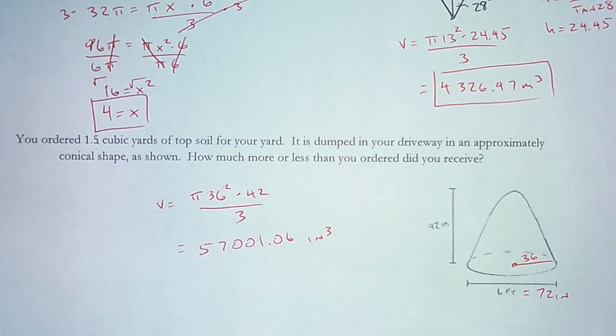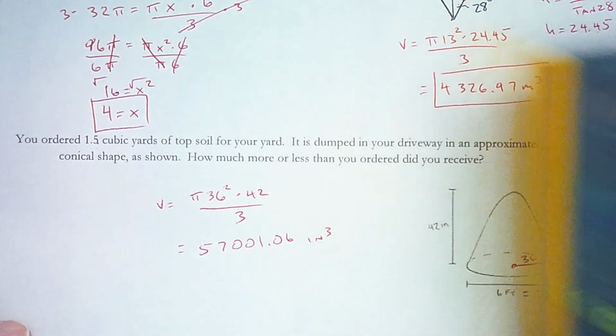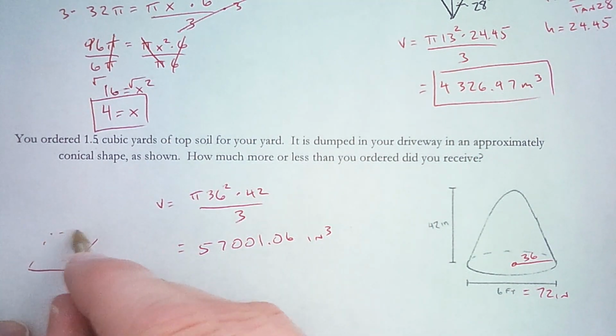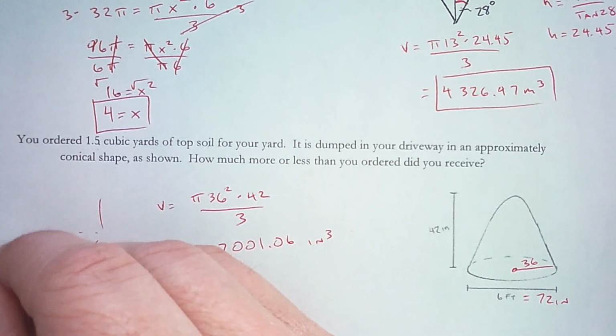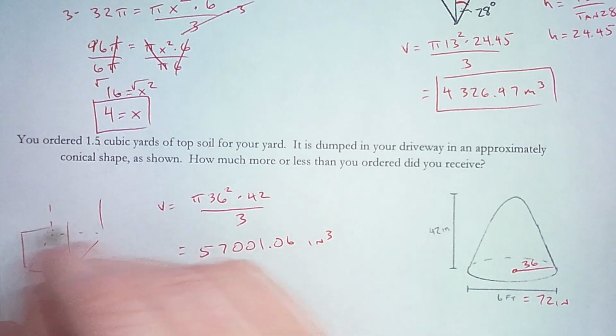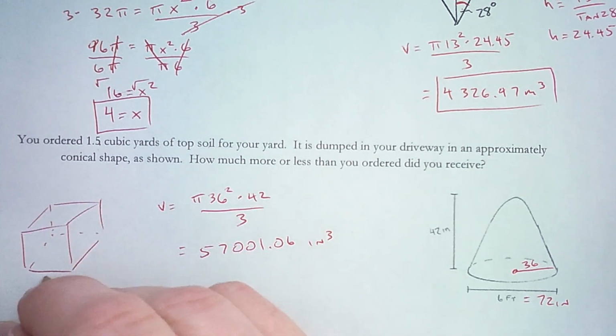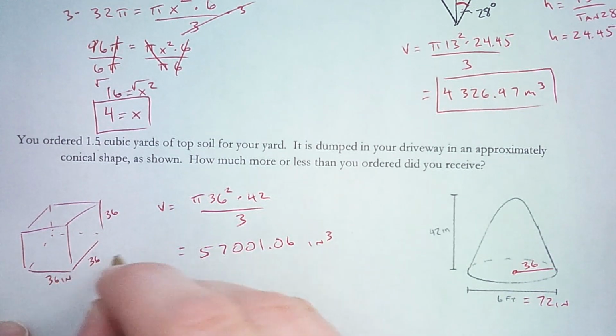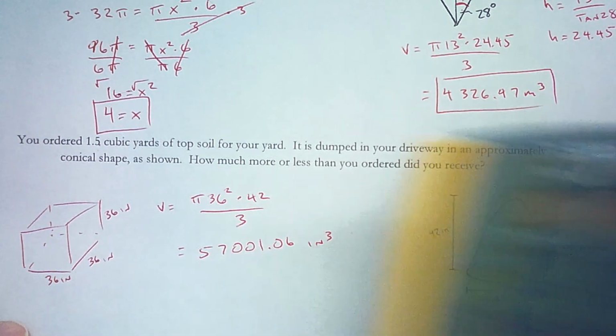Now let's convert that to cubic yards. So we're going to divide this by however many cubic inches are in a cubic yard. A cubic yard is 36 inches by 36 inches by 36 inches. So here is a cubic yard. And we're just going to draw it in the shape of a cube. Okay, so it's 36 inches by 36 inches by 36 inches. That is 1 cubic yard.